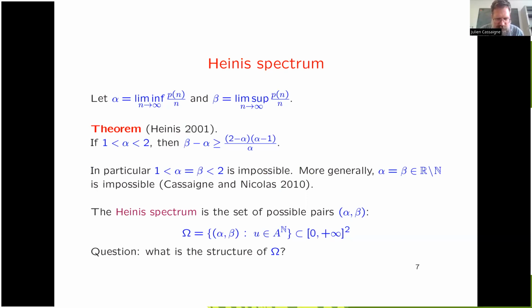The size of the alphabet is not specified, but actually it's not difficult to see that a binary alphabet will give the full spectrum already, because it's always possible to encode any alphabet in the binary alphabet in a way that will change complexity without changing the values of alpha and beta. And so the general question is, what can be said about this strange set omega?